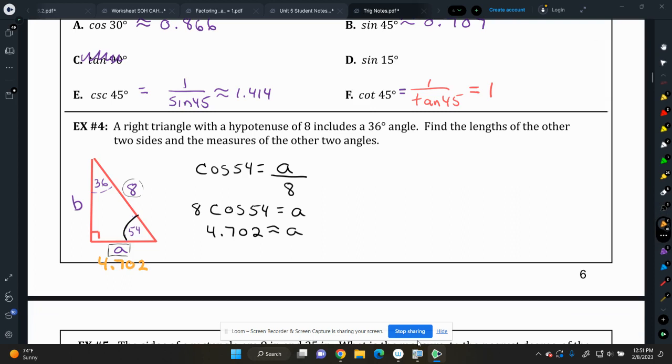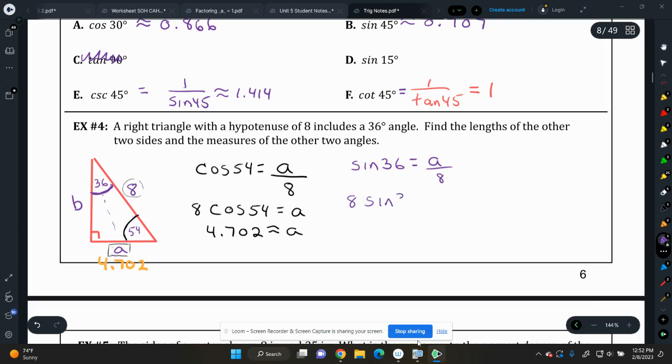Now, we're going to look for side B. Before I do that, could I have used the 36 degrees? Could I have worked with 36 degrees instead of 54? Look at this triangle, right? If I worked with 36 degrees, which two sides would I be looking at? The opposite and the hypotenuse. So I could have done sine of 36 equals A over 8. And I'm going to get the same answer.